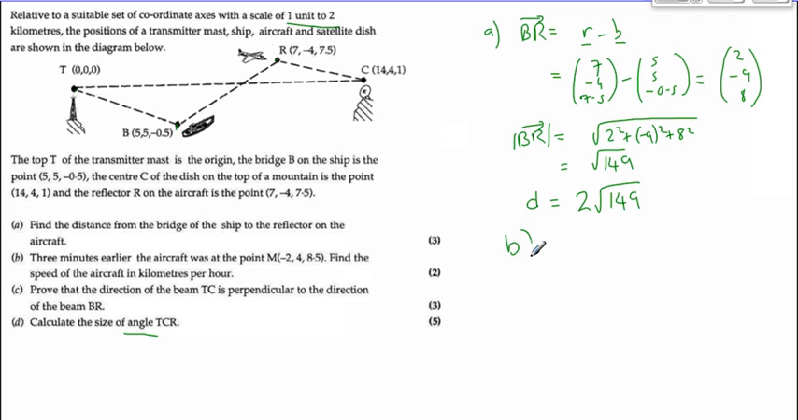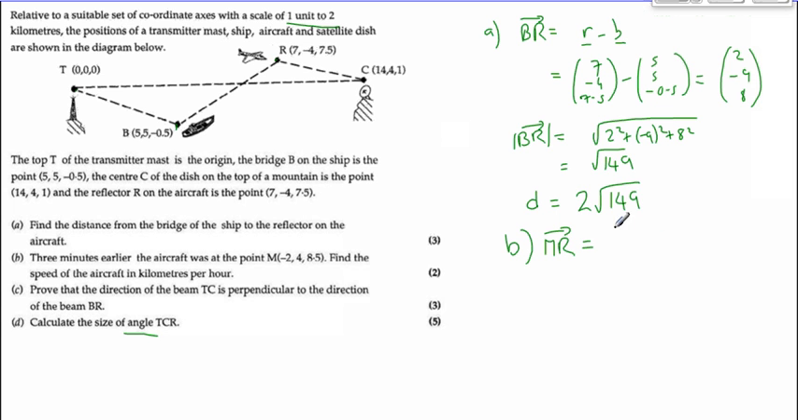Okay, so B. 3 minutes earlier, the aircraft was at point M. Find the speed of the aircraft in kilometers per hour. Okay, so here it's just a speed distance time sum. If we know the distance between where it was and where it is now, we know the time, it's 3 minutes, and we can convert that and use speed distance time to find the speed. Again, very similar work here. We want to know the length of that line, or the distance it's travelled between M and R.